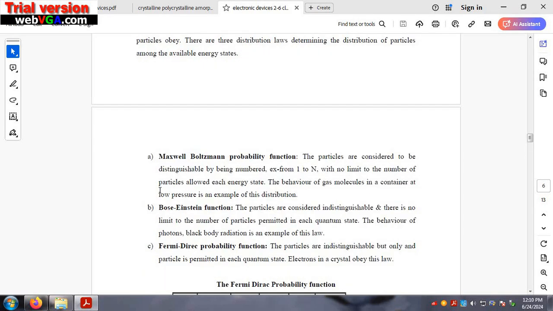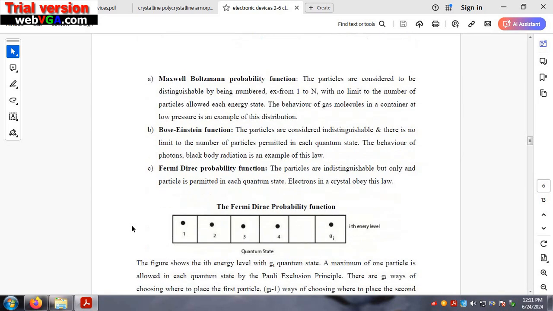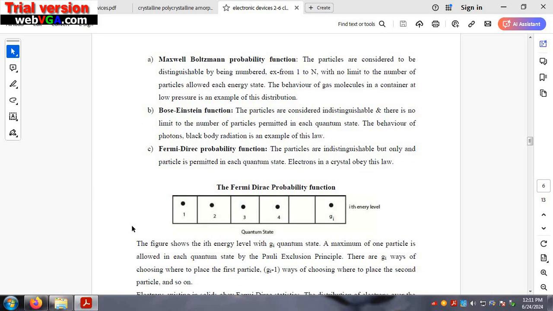Here we find the Maxwell-Boltzmann probability function. The particles are considered to be distinguishable by being numbered, for example from 1 to n, with no limit to the number of particles allowed in each energy state. The behavior of gas molecules in a container at low pressure is an example of this distribution. The Bose-Einstein function is also there. Then lastly, the Fermi-Dirac probability function.